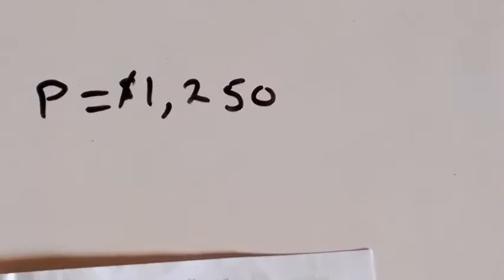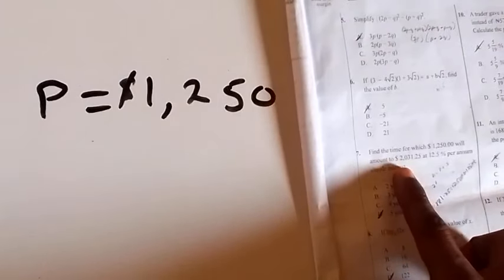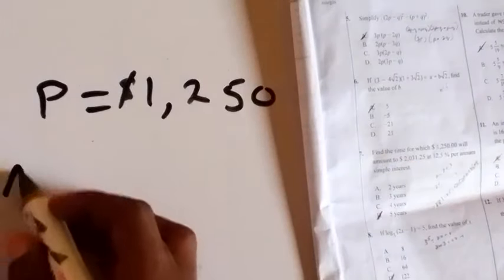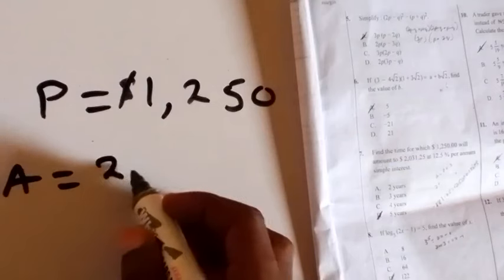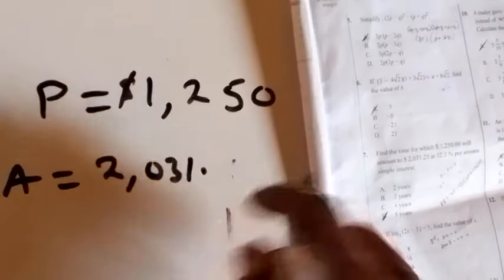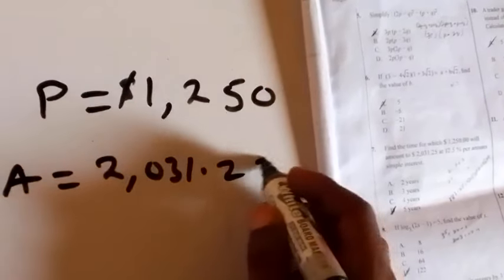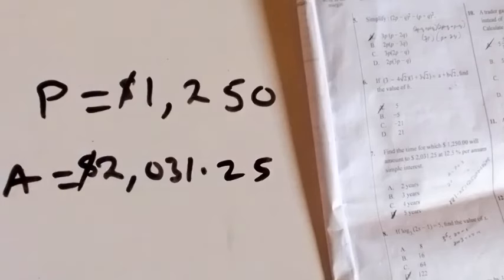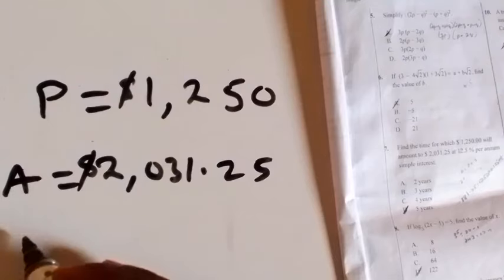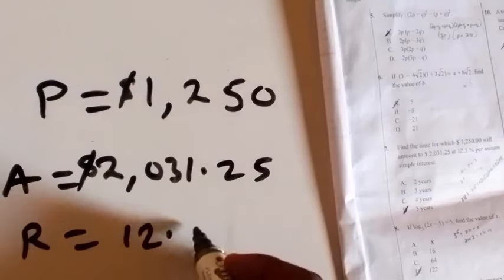Then here we are given the amount. So that it amounts to $2,031.25. So the amount here is the same thing as the future value, $2,031.25 from here. So this is the amount in dollars. Then, at 12.5% per annum simple interest, that means the interest rate here is 12.5%.